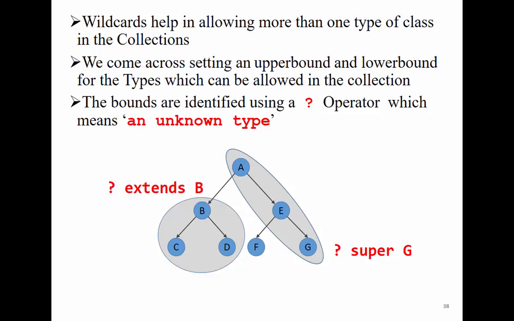Now, this is question mark super G. All the supers of G. What are the supers of G? G itself, a super of itself. E is a super for G, and A is a super for G, yes? So I'm saying that I can define a set that contains question mark super G. You see the difference from the generic now? A question mark alone is the same as T capital. But a question mark with extends some type, or a question mark with super some type, makes a little bit more constraint about the type. Any question?